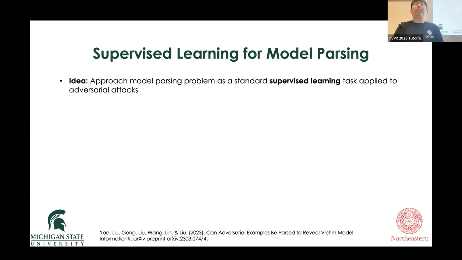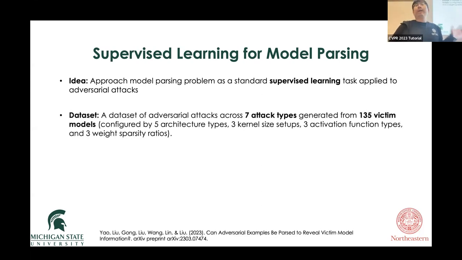So we approach the model parsing problem as a standard supervised learning task applied to the adversarial examples or attacks. The dataset, as I mentioned earlier, contains adversarial examples across seven attack types. You have four white box attacks and three black box attacks, generated from 135 VGG models configured by the properties that I showed earlier, okay? These are five architecture types, three kernel size setups, three activation function types, and three weight sparsity ratios.